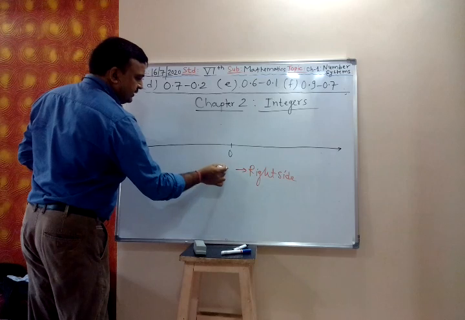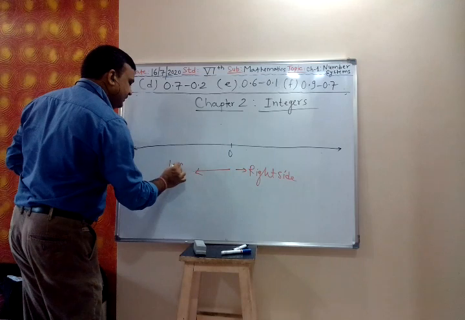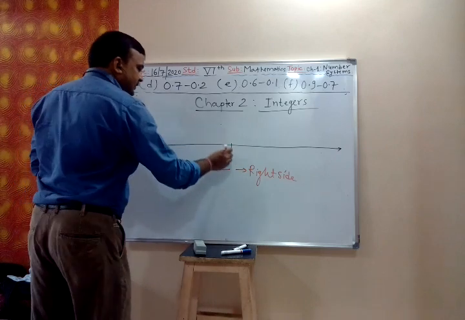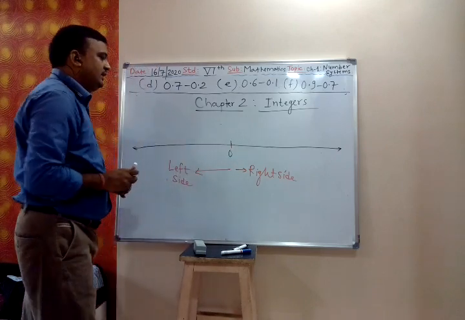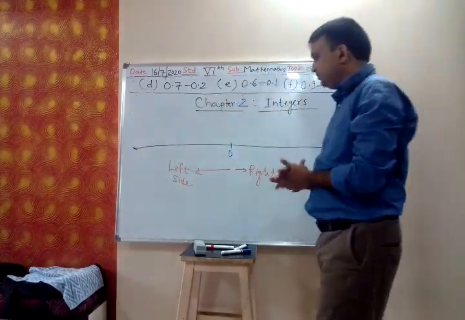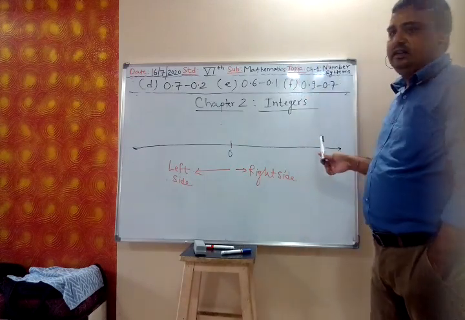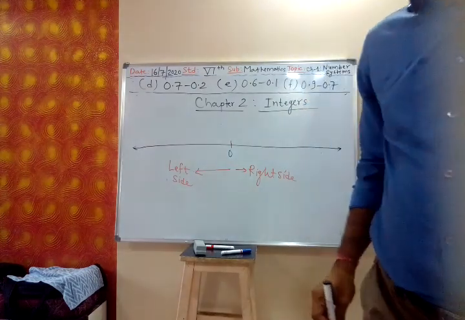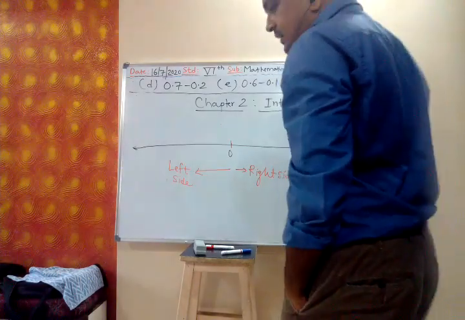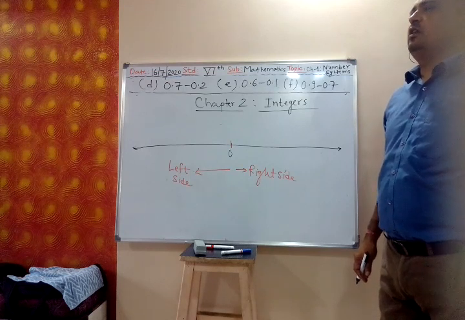From 0, this is my right side and this is my left side. In the center I have 0. Now we have started integers. First I will explain the integers, and then we will go for solving the problems.